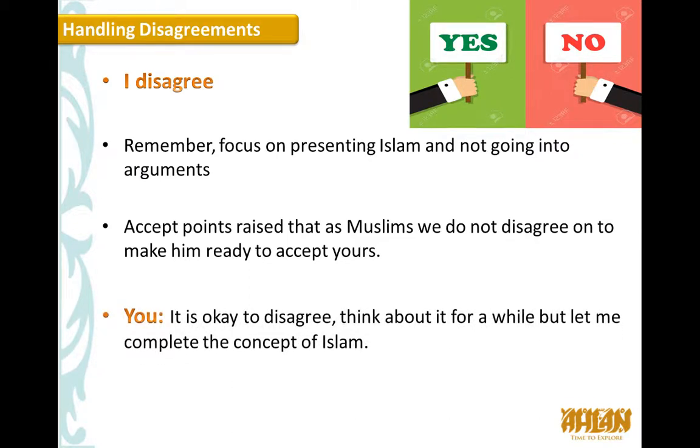Okay, it's okay to disagree if it is something that we as Muslims can disagree on. Think about it for a while, but let me complete the concept of Islam. Or you can tell him, we could discuss this topic, but let me just continue the concept of Islam first, because we need to deliver the whole message to the guy.